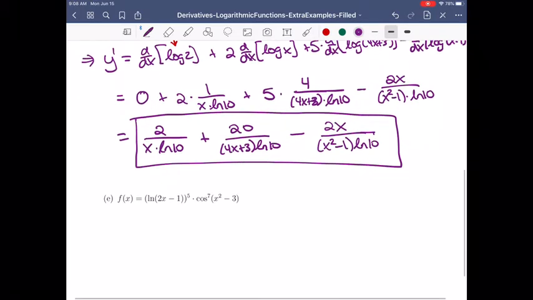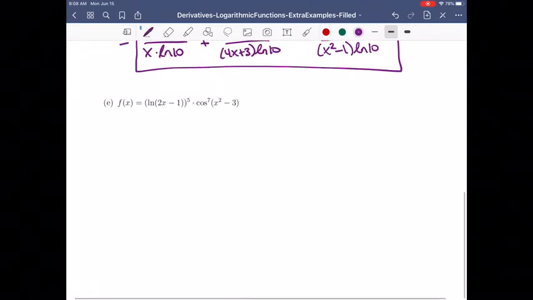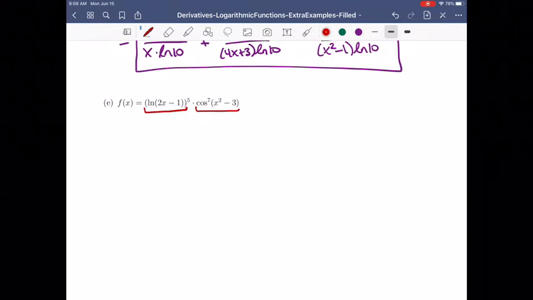Okay, one more. This is a complicated one because we're going to have multiple chain rules going on. And again, I need the product rule. Okay, so here's my two functions. So maybe we want to compute their derivatives separately. Okay, let's call this one u and this one v.